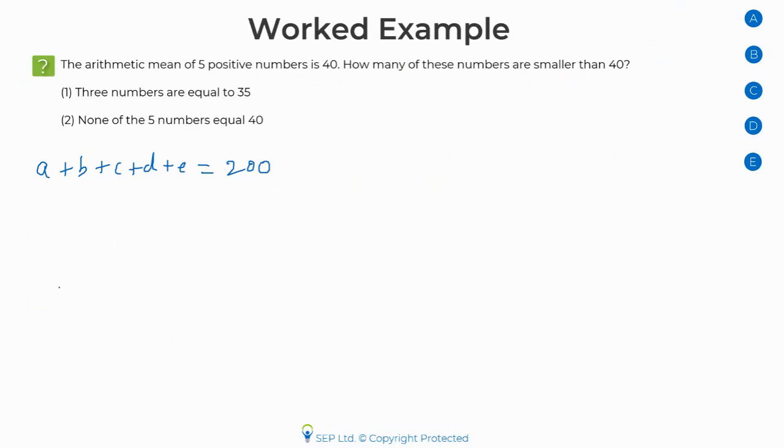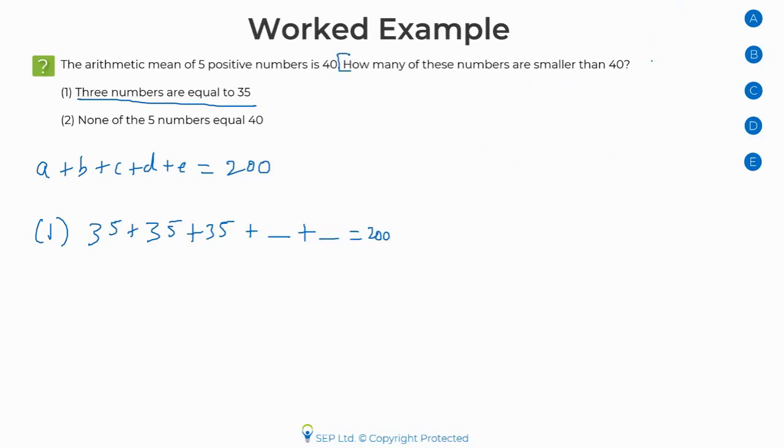That is one case. I'm not saying that is the only case. Statement 1 alone: 3 numbers are equal to 35. So what do I know? I have 35 plus 35 plus 35 plus dash equal to 200. This is when you have to learn how to frame cases. Okay. What are we trying to find out?